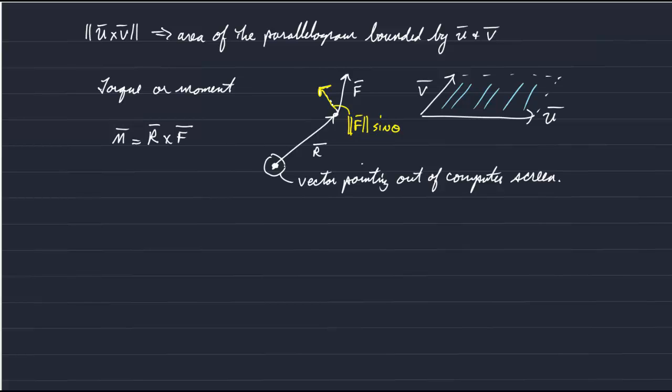And the symbol I've drawn here is a circle with a dot indicating the point of a vector, like the point of an arrow that's pointing up and out of the computer screen. So the next topic I'd like to present is the Cartesian coordinate system.